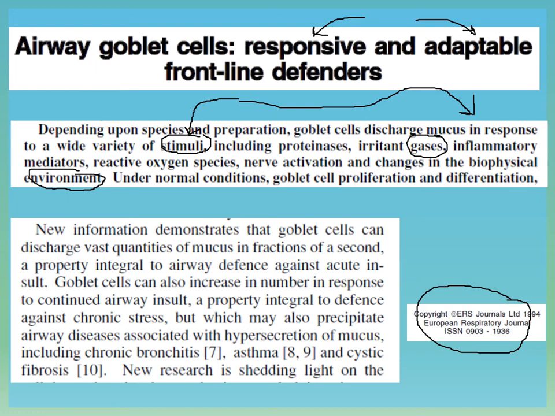New information demonstrates that goblet cells can discharge vast quantities of mucus in fractions of a second, a property integral to airway defense against acute insult. So basically, in medical terms, if it's been damaged or compromised by smoke or toxins or anything like that, the goblet cells will just shed lots of mucus to try and stick whatever's coming down the airway.